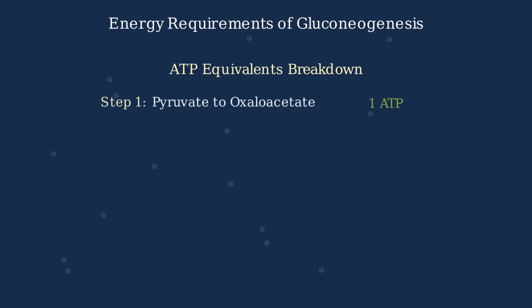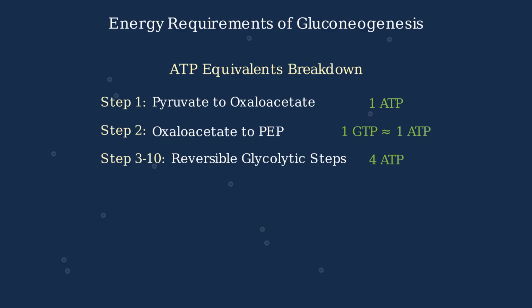Step 1. The conversion of pyruvate to oxaloacetate by pyruvate carboxylase requires 1 ATP. Step 2. Converting oxaloacetate to phosphoenolpyruvate by phosphoenolpyruvate carboxykinase uses 1 GTP, which is equivalent to 1 ATP. Steps 3 through 10. The remaining reversible glycolytic steps consume an additional 4 ATP equivalents. Adding these up, the total energy cost for synthesizing 1 glucose molecule from 2 pyruvate molecules is 6 ATP equivalents.